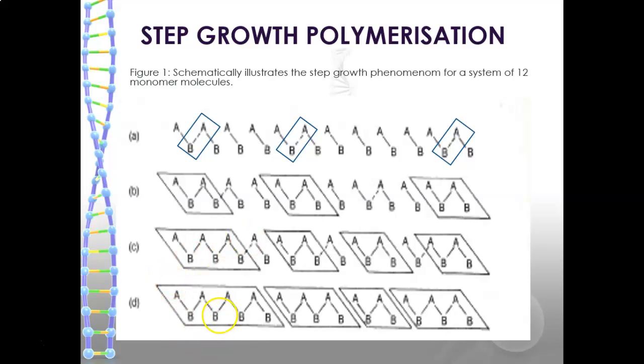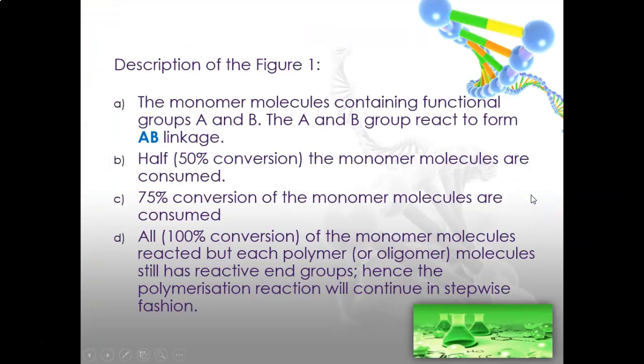And in D, 100% of the monomer molecules have reacted, but each polymer or oligomer molecule still has reactive end groups. Hence, the polymerization reaction will continue in a stepwise fashion.